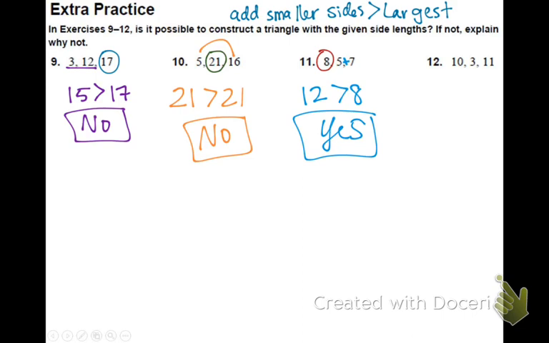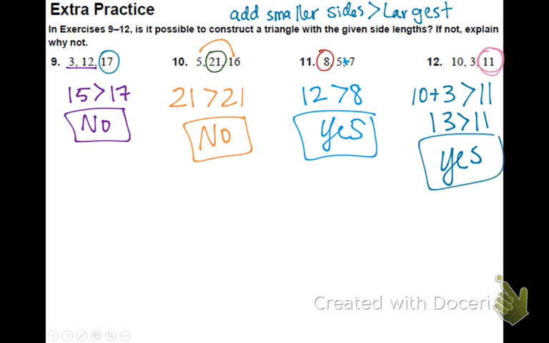So what is the largest side in number 12? It is 11. So that means we would add the smaller ones, 10 plus 3, and they need to be greater than 11. What's 10 plus 3? It's 13, greater than 11. Yes, so this would be a yes. That's it.